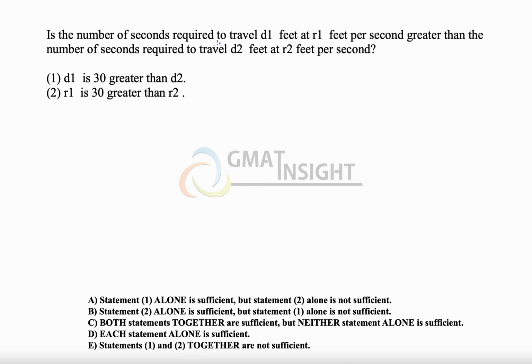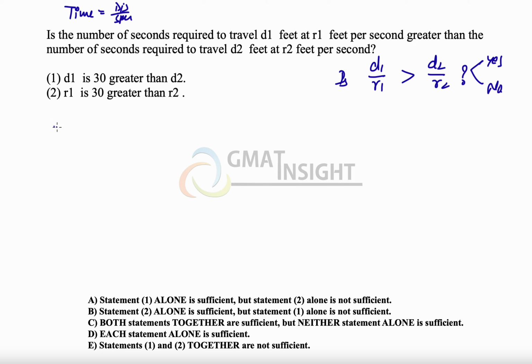Is the number of seconds required to travel d1 feet at r1 feet per second greater than the time required to travel d2 feet at r2 feet per second? So the time is equal to distance over speed. That means t1 will be equal to d1 over r1 and t2 will be equal to d2 over r2. The question is asking, is d1 over r1 greater than d2 over r2, which needs to be answered in the form of either yes or no.